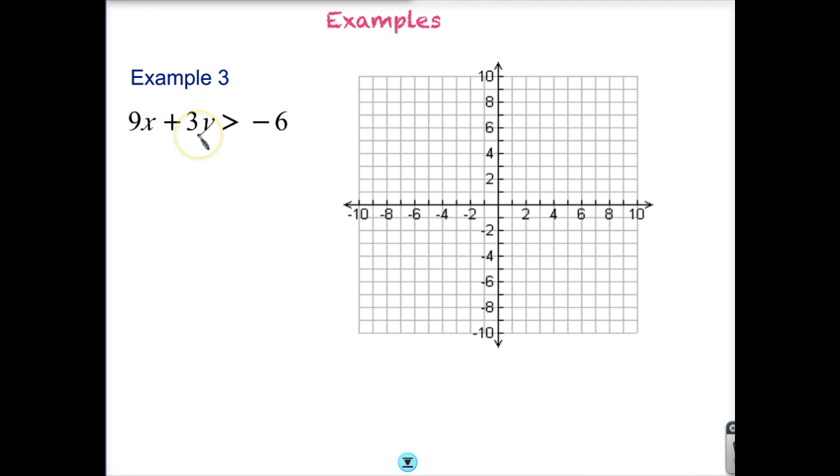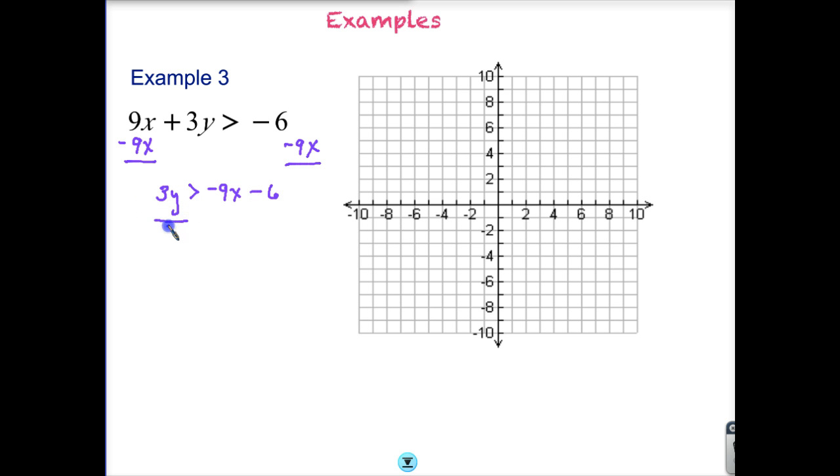In this example, we definitely don't have it in slope-intercept form, so we need to rewrite it. First thing is I need to move the x to the other side, right? Because it's y equals mx plus b. So I would move this over. This is a positive 9x, so I would need to subtract it from both sides. All right, so when I do that, what I'm left with on the left side is just the 3y, and it's greater than negative 9x minus 6.